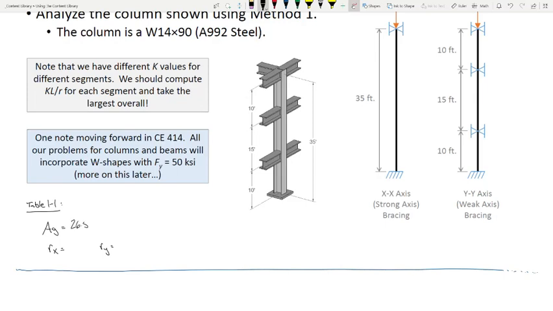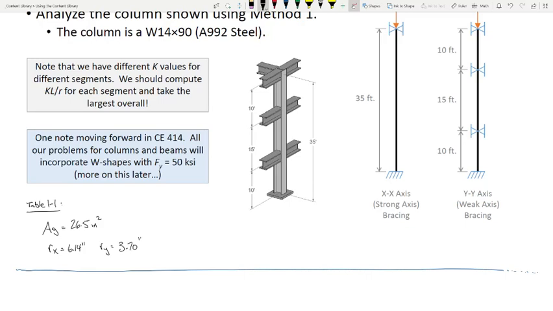26.5 for the area. What about rx? 6.14. And what about ry? 3.70. 3.70? Okay.